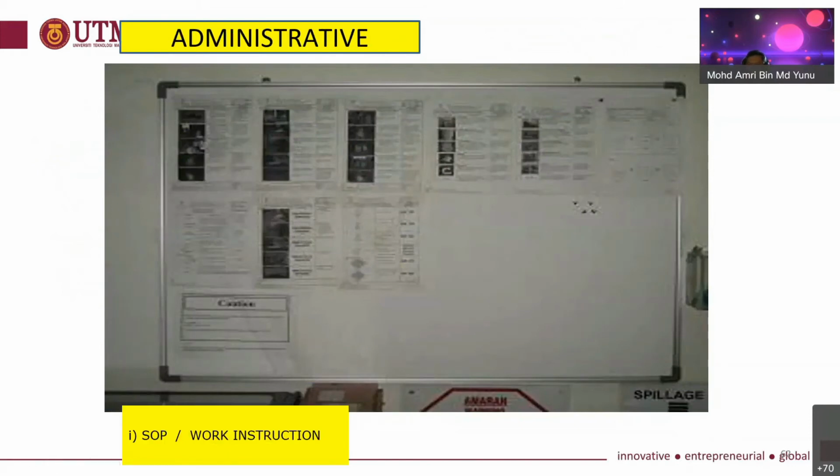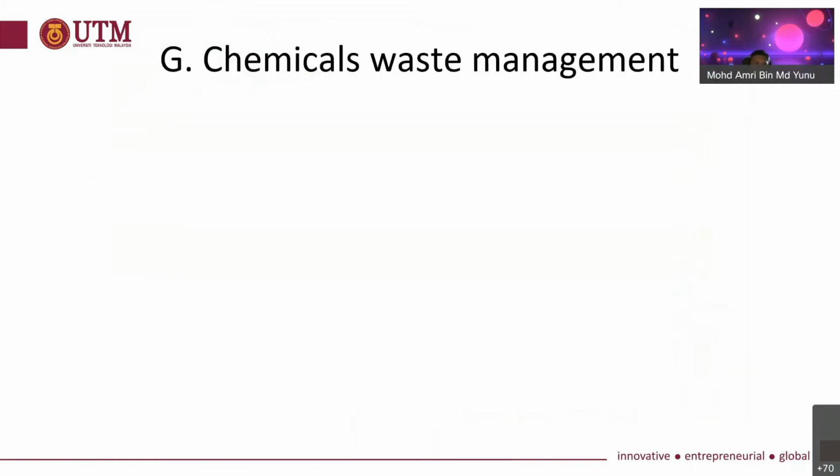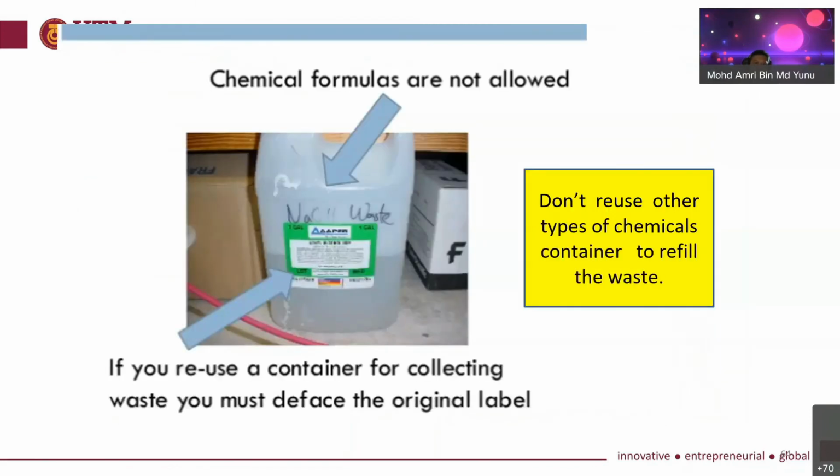Okay, this is the admin work: SOP, standard operating procedure, work instruction, chemical waste management. Don't reuse other types of chemical containers to refill any waste. This one, like this is the level, but actually it contains, I think, sodium hydroxide, if I'm not mistaken.